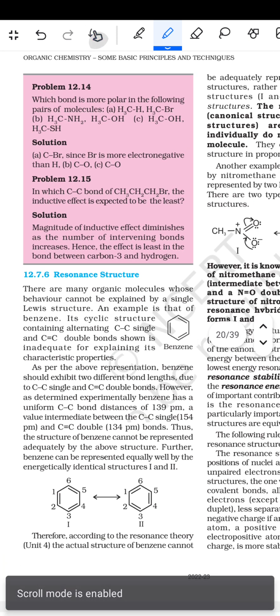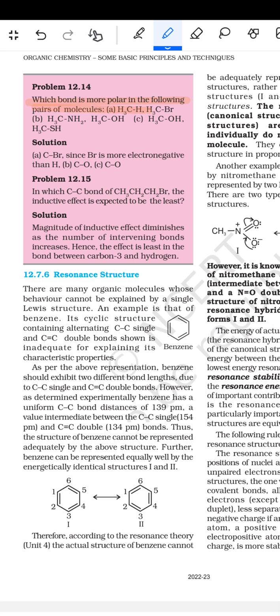Now, which bond is more polar in the following pairs of molecules: CH3-H, CH3-Br, CH3-NH2, CH3-OH, or CH3-F? So in C-Br, Br is more electronegative than H, and the C-O also will be more polar.